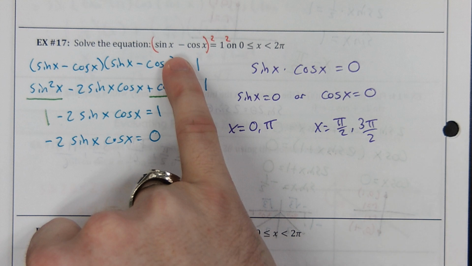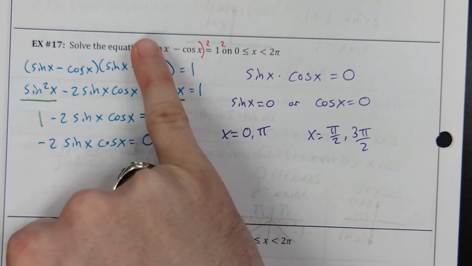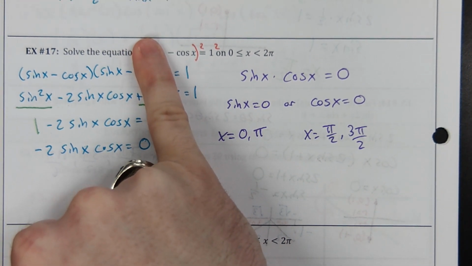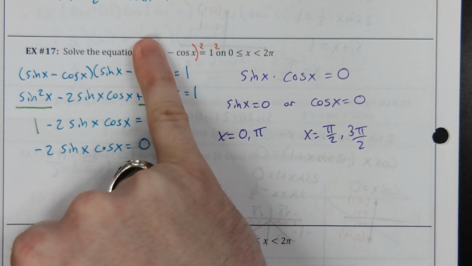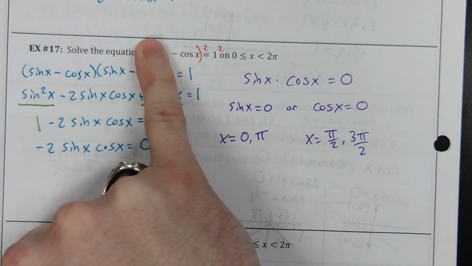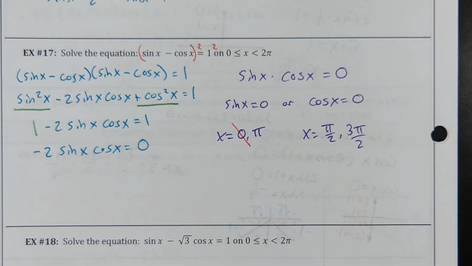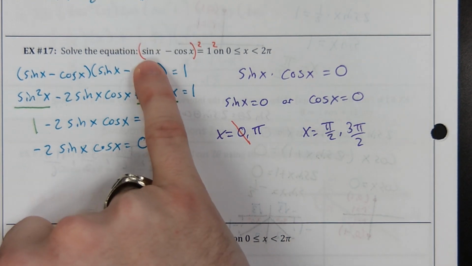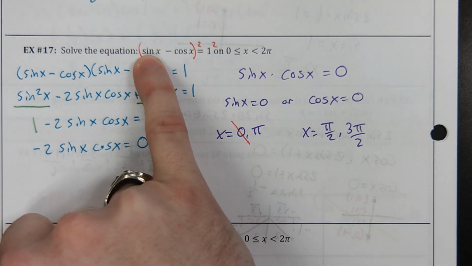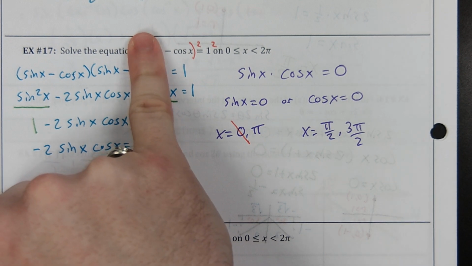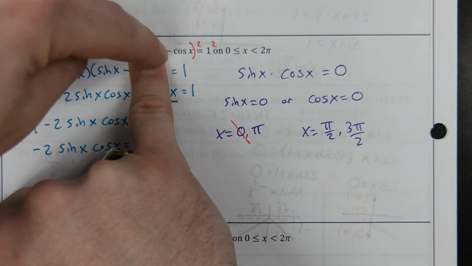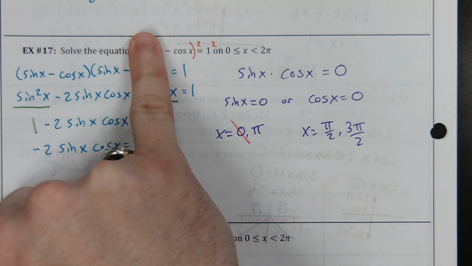Back to the beginning. Sine of 0 is 0. What is cosine of 0? 1. So this says negative 1 equals 1. X equals 0 is extraneous. It tells us negative 1 equals 1. Then we test pi. Sine of pi is 0. Okay. What's cosine of pi? Negative 1. So this says negative negative 1, which is positive 1 equals positive 1. Pi works.